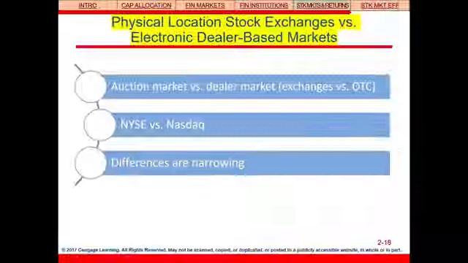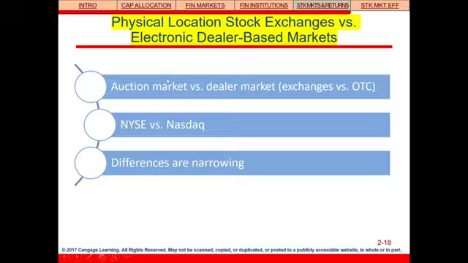So the physical location stock exchange, and a clear example is the New York Stock Exchange. It has a physical location. It's located on Wall Street in New York. In front of the building, there's that famous bull. It has a building, it has offices. People come to those offices to work every day.